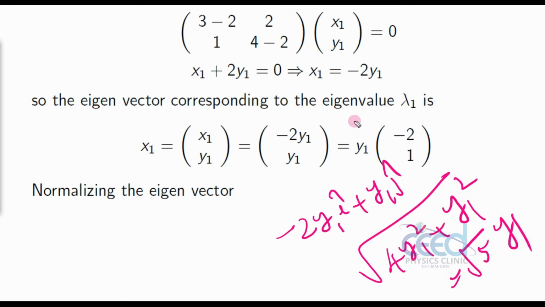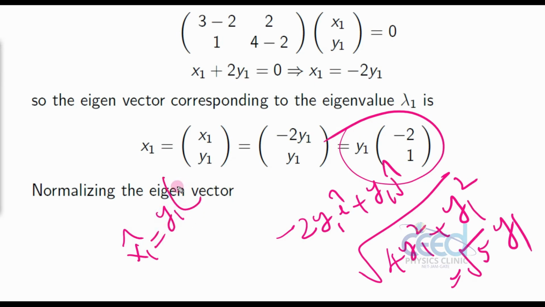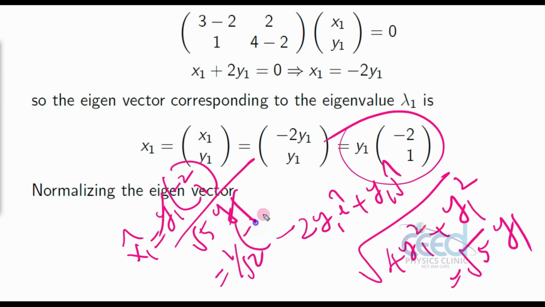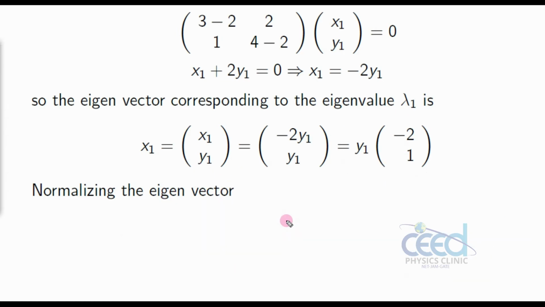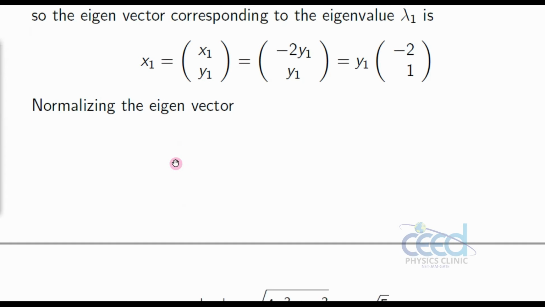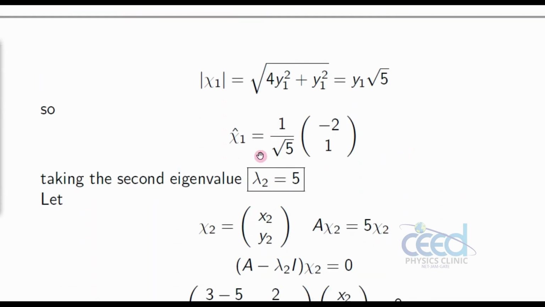So if you divide this vector, that is x1 cap is equal to y1 into minus 2 1 divided by this magnitude, root 5 y1. So this y1 cancels, and I can write 1 by root 5 into minus 2 1. So that is the first eigenvector, x1 cap or chi1 cap is equal to 1 by root 5 minus 2 1, right?